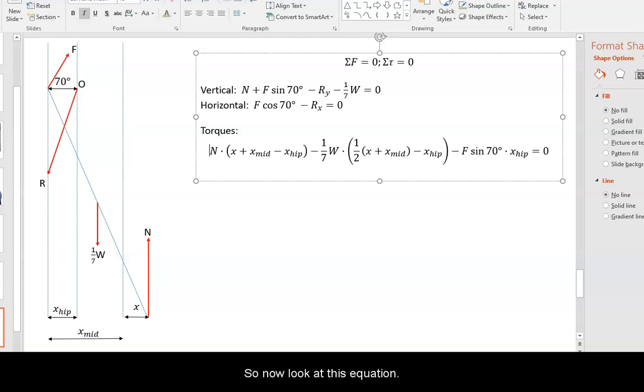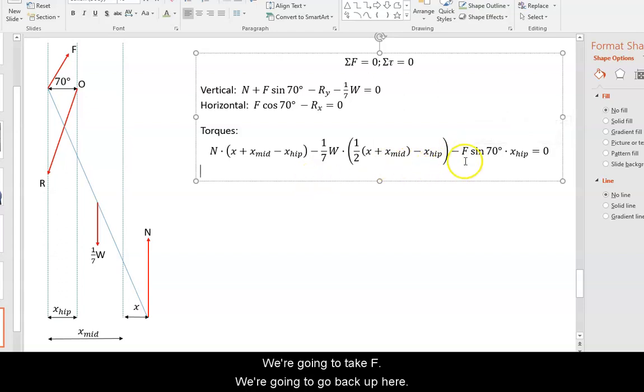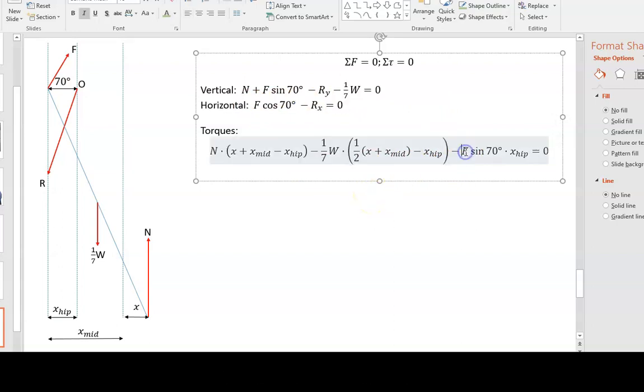So now look at this equation. We know N in terms of W. We know W, right? We know x, we know x mid, we know x hip. The only thing we don't know is F. And this equation from the torques gives us F, all right? Once we have F, what do we do? We're going to take F, we're going to go back up here. This equation is going to give us Rx, right?